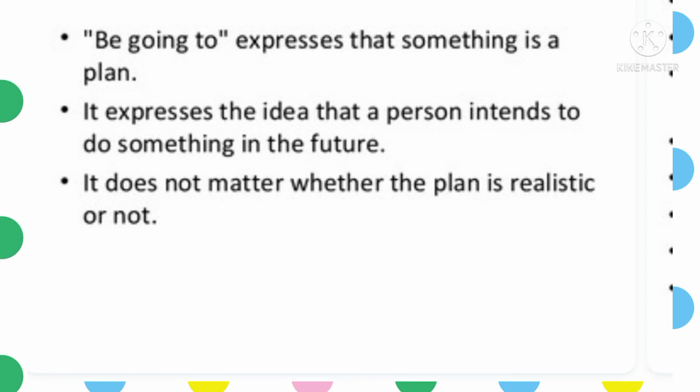Be going to expresses that something is a plan. Means I'm going to make biryani today. Going to means it happens in the future, but it is a plan. It expresses the idea that a person intends to do something in the future. Also, it does not matter whether the plan is realistic or not.